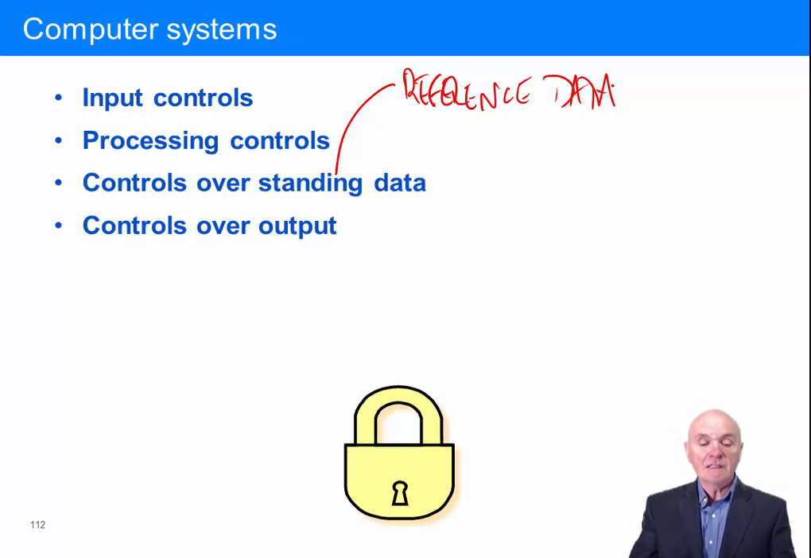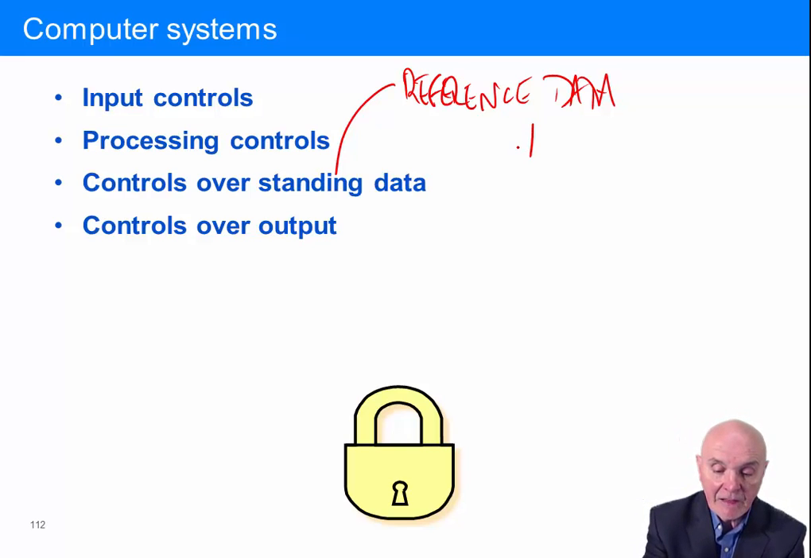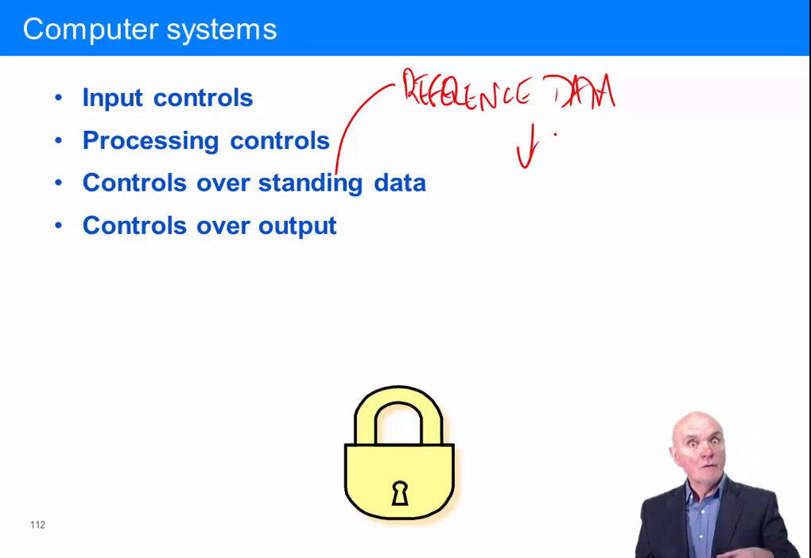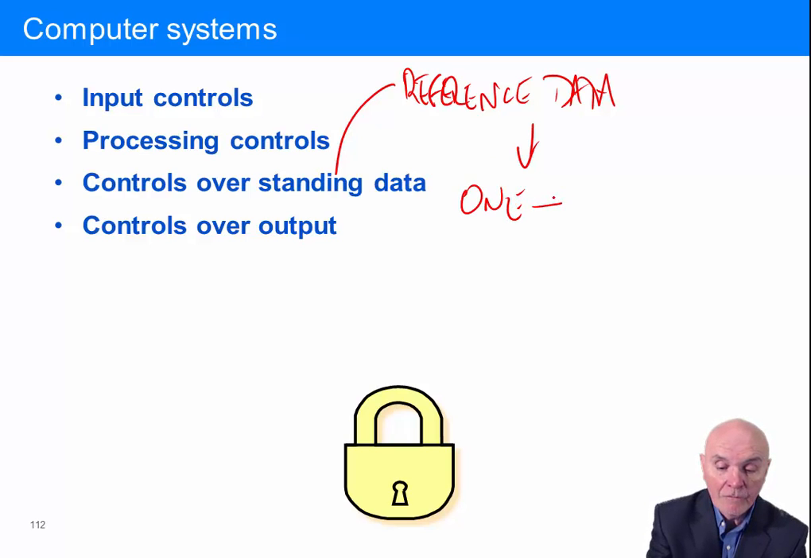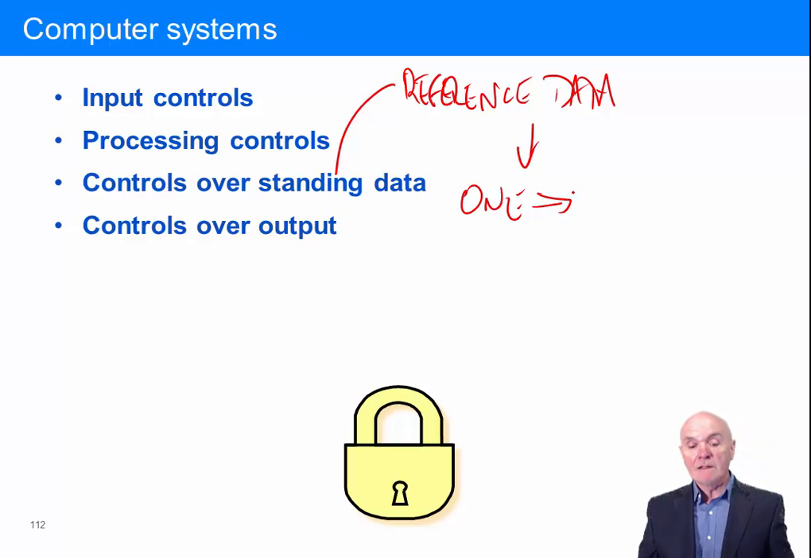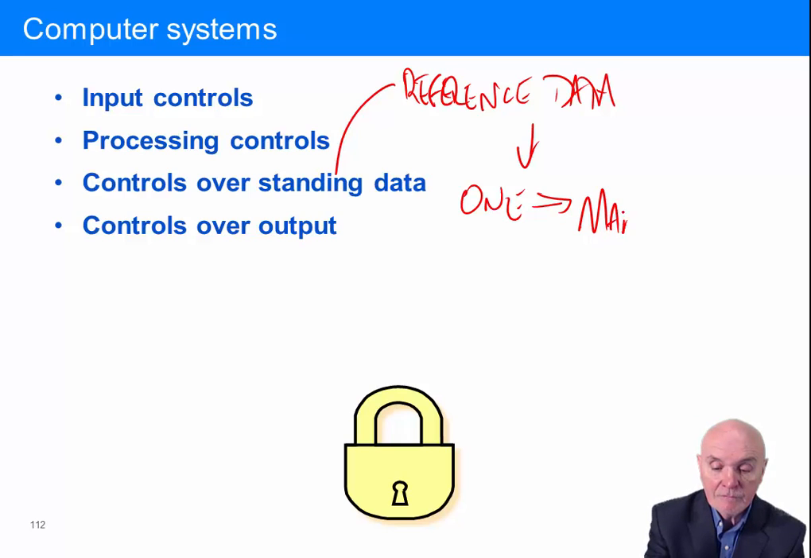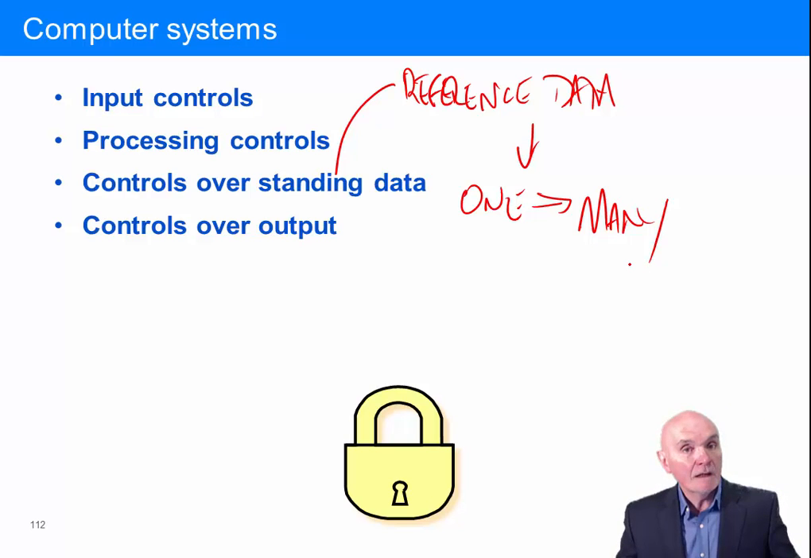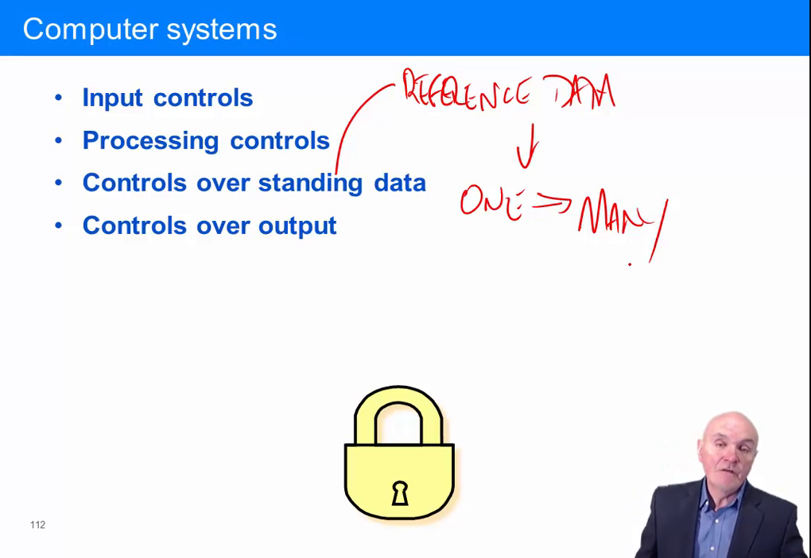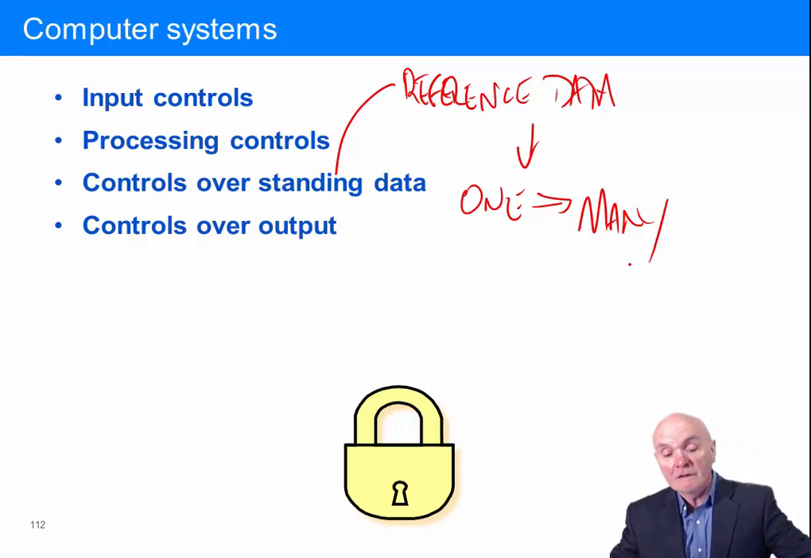And a characteristic of the standing or reference data is that because it's referred to over and over and over again, one error can give you many. So you get the selling price of an item wrong on the inventory file, and you may have many invoices which are incorrectly priced. And again, there have been some fairly famous examples of this.